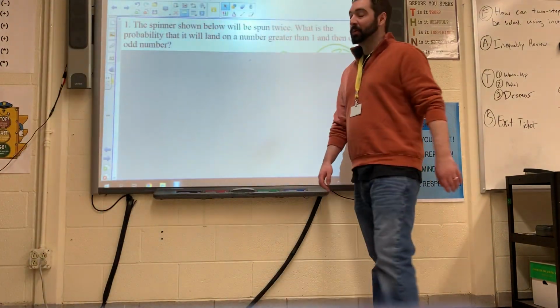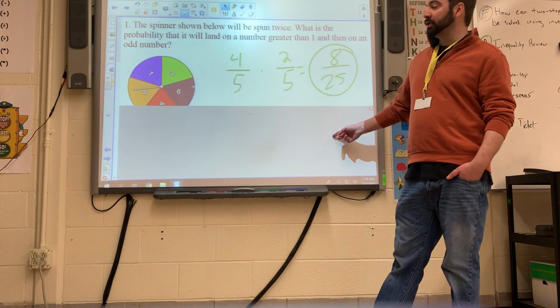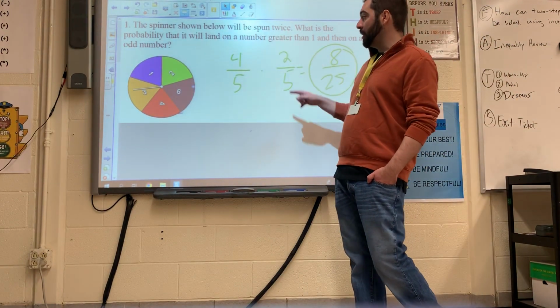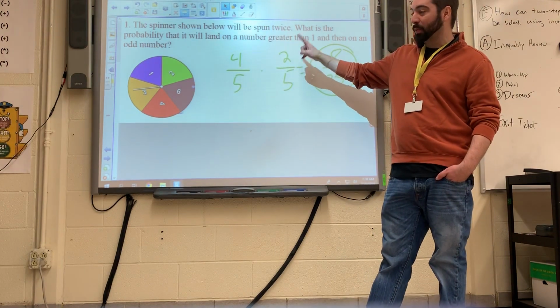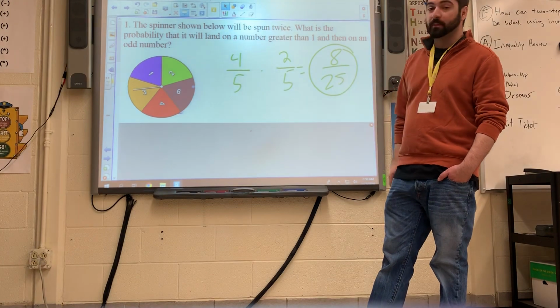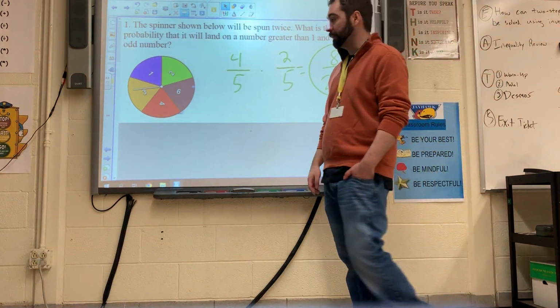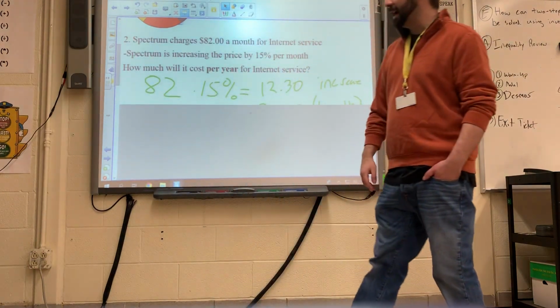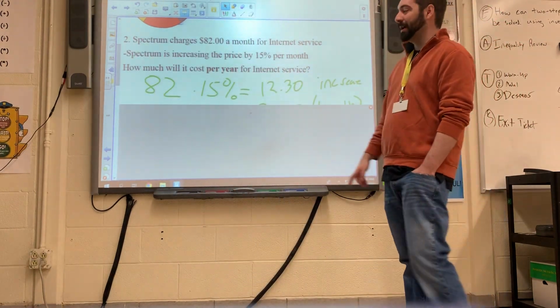All right, by now you should be done your warm-up. Number one, we have a spinner shown below. There's 5 segments. 4 of them are greater than 1. There is 2 odd numbers, 1 and 3. So 2 out of 5, you put that in a calculator, you multiply it, you end up with 8/25 is the probability.